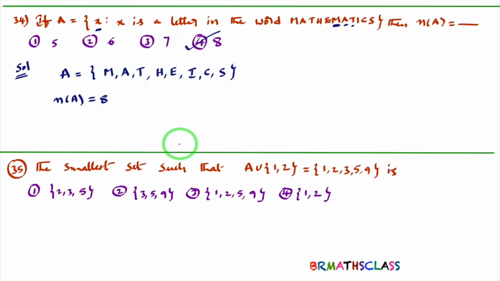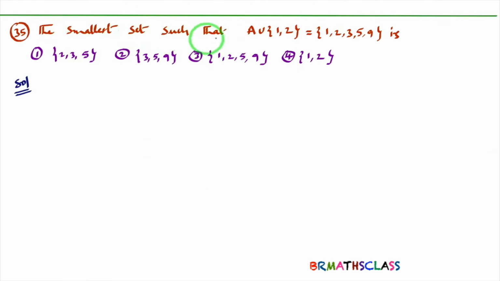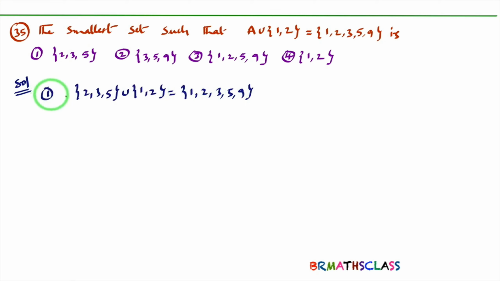So what is the right option here? Fourth option is the right option. The smallest set such that A union the set {1, 2} is {1, 2, 3, 5, 9}. Okay. So here we will verify through options. Try to understand. I am verifying the first option. When we do this union, you are getting 1, 2, 3, 5, 9. You observe that 9 is not in both the sets. So first option is the wrong option.